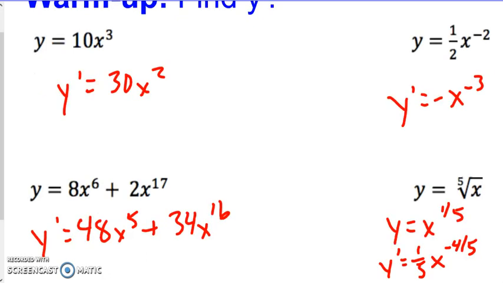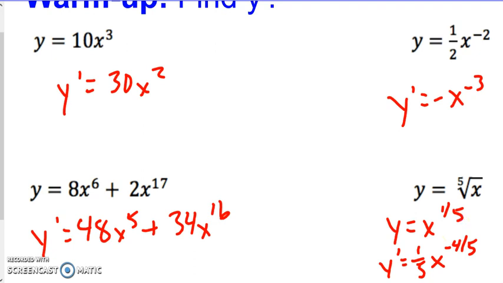A couple things I want to point out over here. When I multiplied -2 times a half, that became -1. And then again, you decrease the exponent by 1, so -2 minus 1 is -3. And if you notice in the radical here, I first rewrote it as a fractional exponent, x to the 1/5. Multiply in front, 1/5 minus 1 is -4/5. Again, decreasing it by 1.